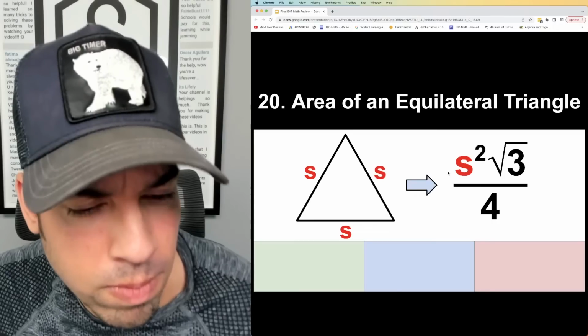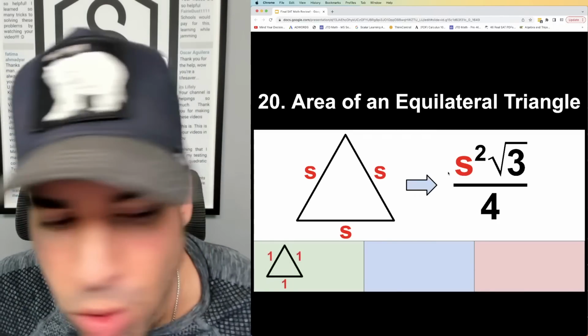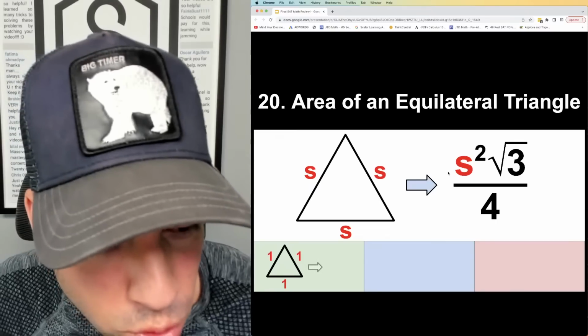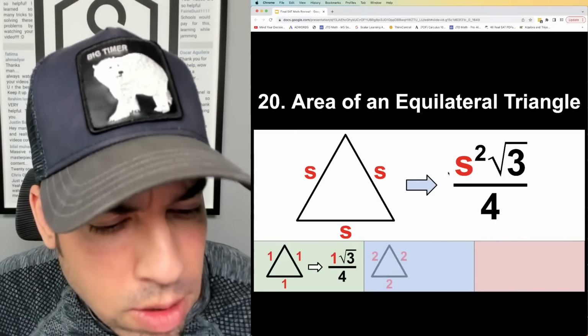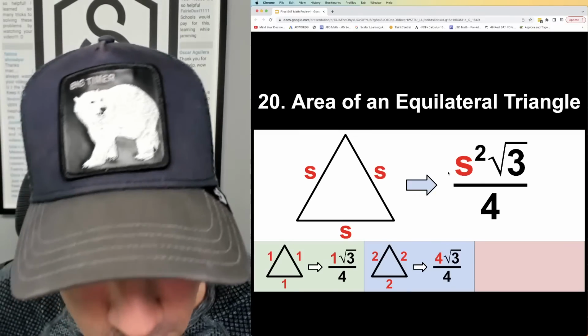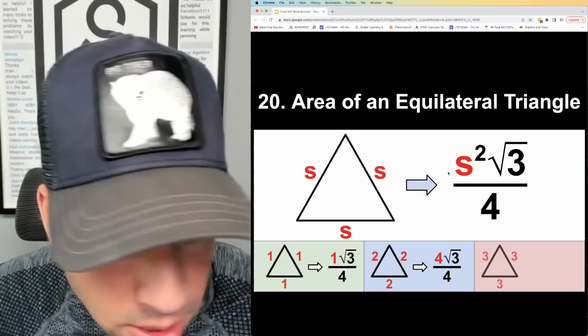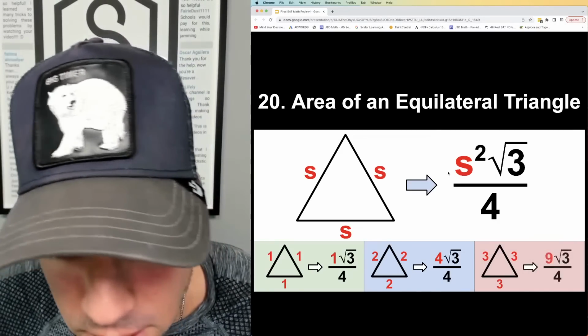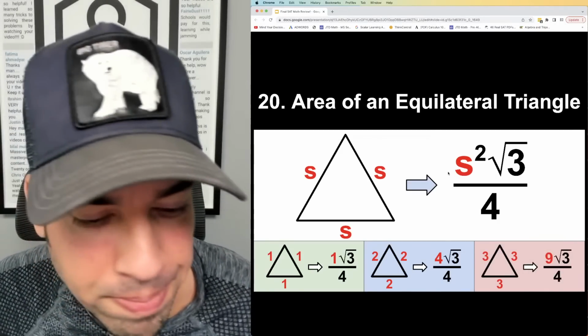But it's not too bad if you know it. For example, this one would be 1 times square root of 3 over 4. This one would be 4 times the square root of 3 over 4. They would cancel out, obviously, the 4's. And then this one would be 9 times the square root of 3 over 4.